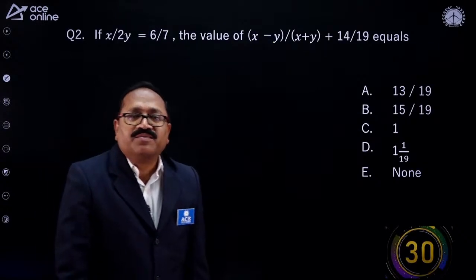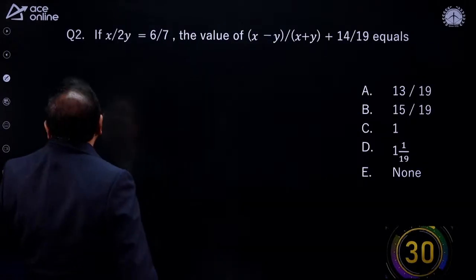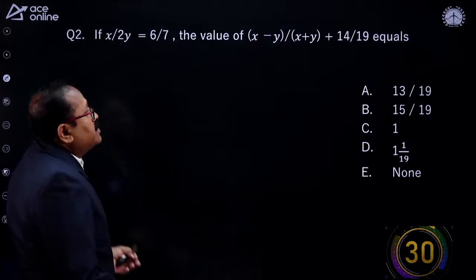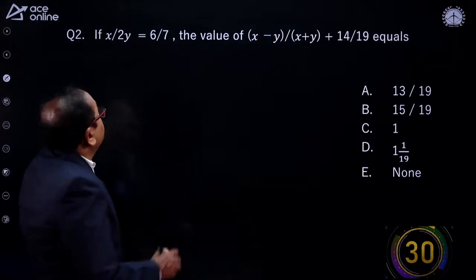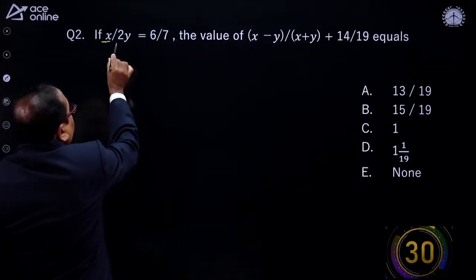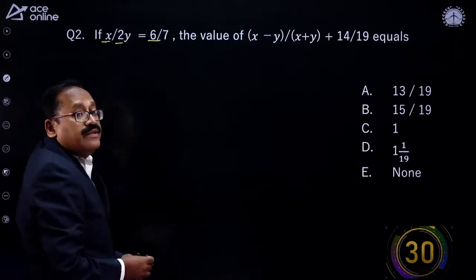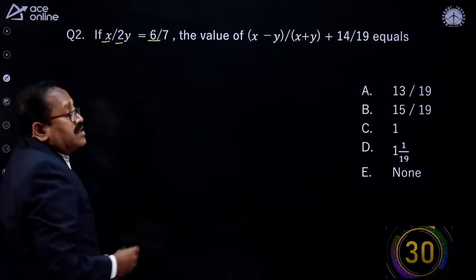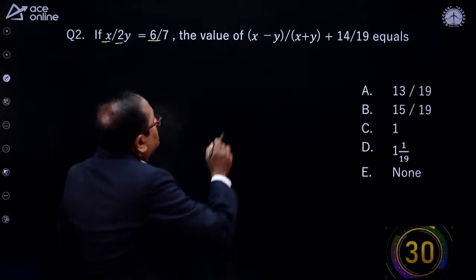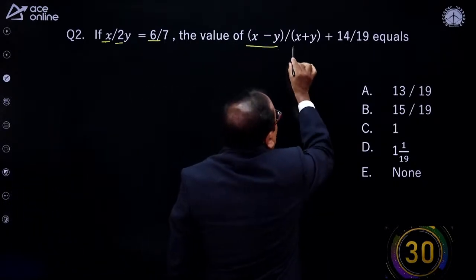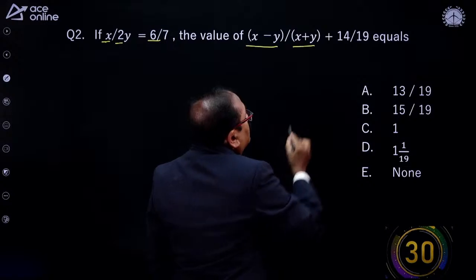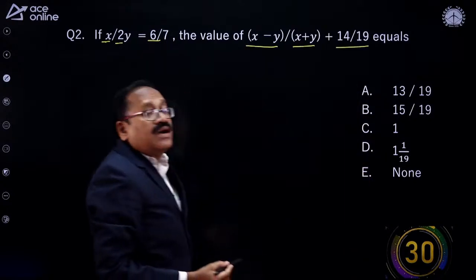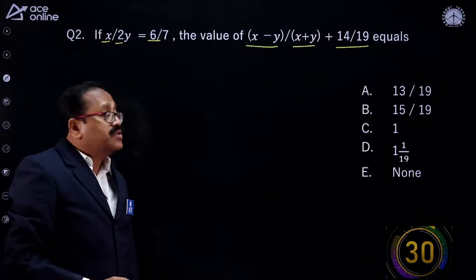The next question on the board is this. Look at this one. What is the question? You get ratio questions in this format also. It says x by 2y is equal to 6 by 7. So from here I can get the ratio of x to y. You are asked to find out x minus y by x plus y, plus 14 by 19. So let's work it out together.